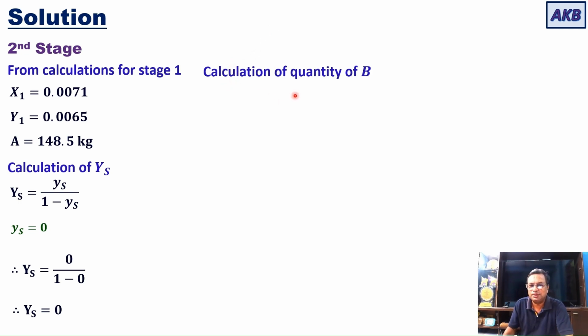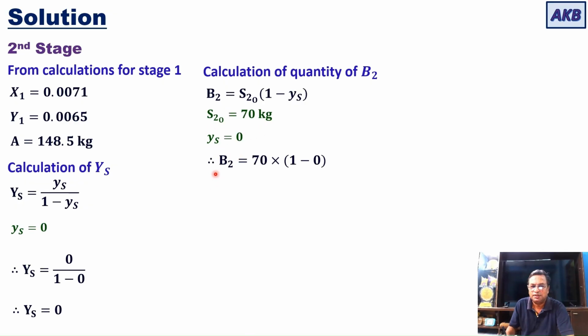Then we have to calculate the quantity of Beta. For the first stage, we calculated the quantity of B1. Now for the second stage, let us calculate B2. Therefore, B2 will be equal to S20 into 1 minus Ys. I have told you how we get the equation. In this case, S20 is 70 kg, Ys is 0. Therefore, B2 will be equal to 70 into 1 minus 0. That is, B2 comes out to be 70 kg.